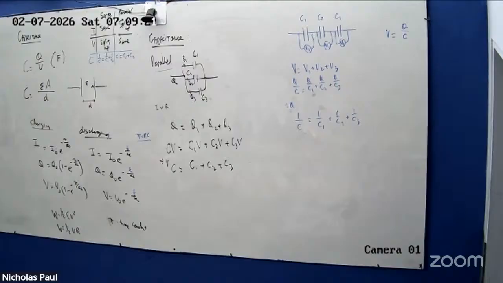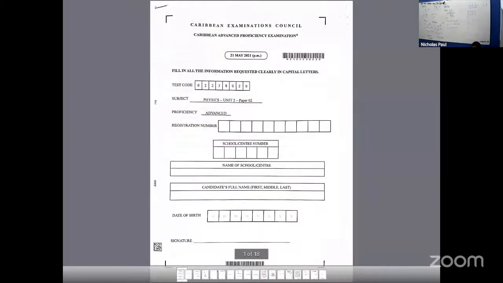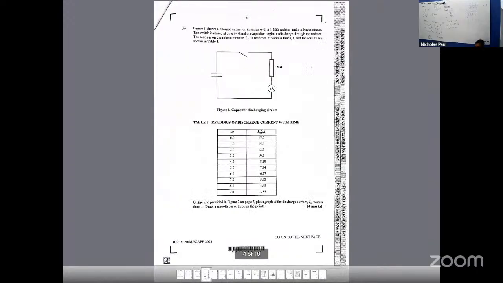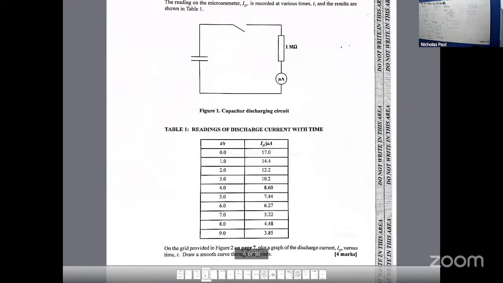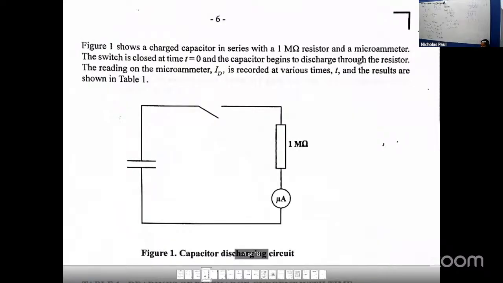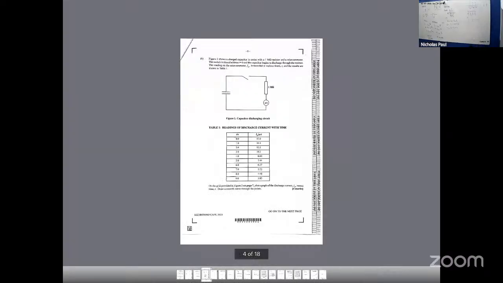All right, this one here, I hope you guys got the graph. Right, so in 2021, they gave us something like this, right? Let's take a little read. This is 2021. The first part is just explaining how the electrons move, and charging and discharging, right? That's part A.